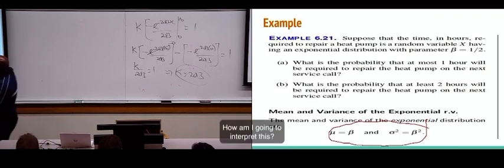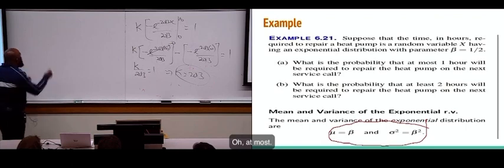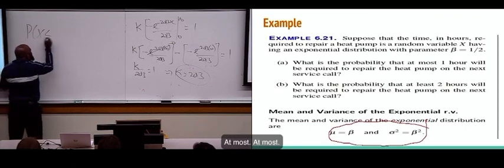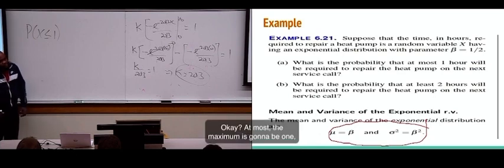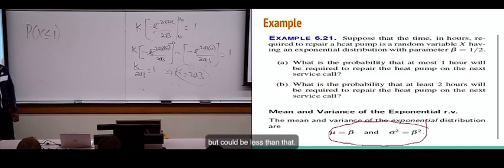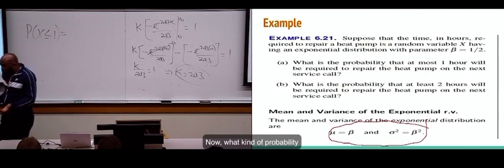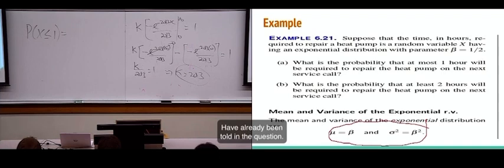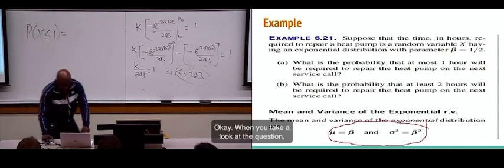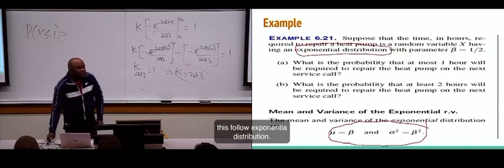Now, how am I going to interpret this? What is the probability of at most 1 hour? At most: it shouldn't be more than one. The maximum is going to be one, but it could be less than that. Now, what kind of probability distribution do I want to use? I've already been told in the question that this follows an exponential distribution.